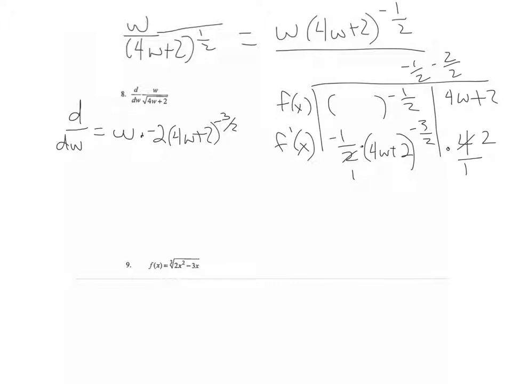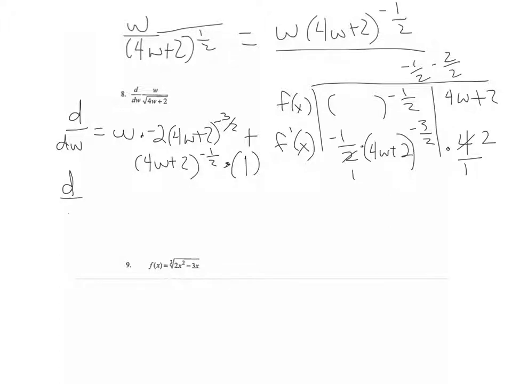So I've done first times the derivative of the second, plus I need to do the second factor times the derivative of the first. Well, my second factor, I just copied directly from what I started with, which is 4w plus 2 raised to the negative 1/2 power, times the derivative of the first. Well, the first term was just w, and if I take the derivative of w, I get a 1. Calculus is over. We have now used the product rule. We still have a little cleanup to do though.